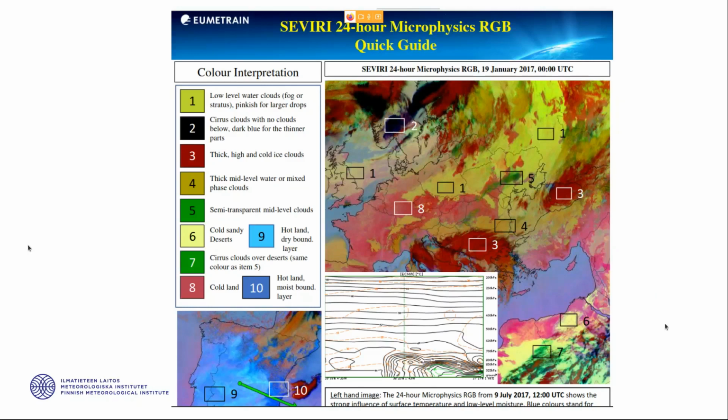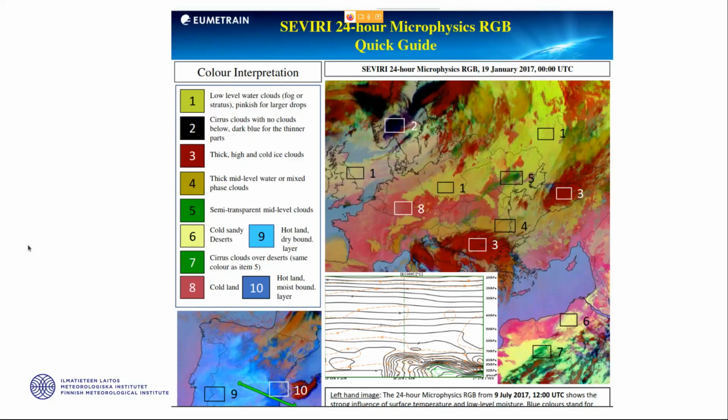The tricky thing about this product is that the surface color changes depending on the surface temperature. If we are in a warmer climate, the surface is in more bluish colors, which is marked here as number 9. And if we have colder temperatures, which is more often the case in Finland, then the color is more red, which is marked here as number 8.